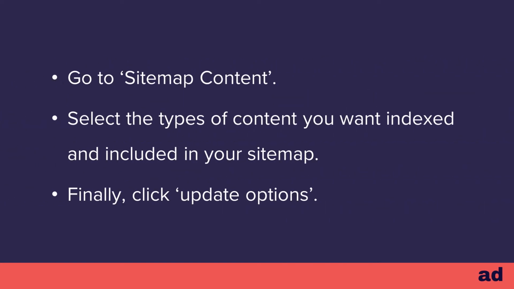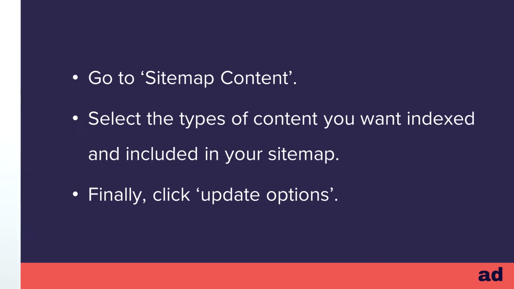With that done, go to Sitemap Content. Under this, you select the types of content you want to be indexed and included in your sitemap. You can review a few more of the default settings. Then, finally, click Update Options. Once you've done this, you're away. You should now be pointing crawlers to the pages you want indexed and ranked.